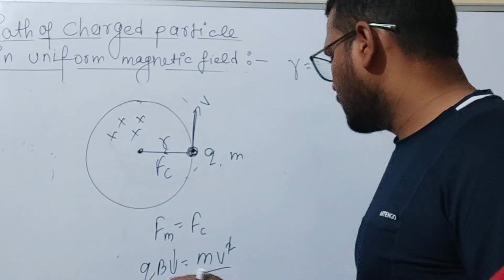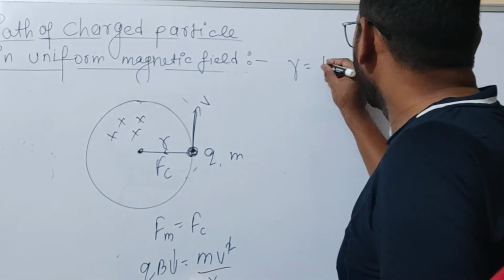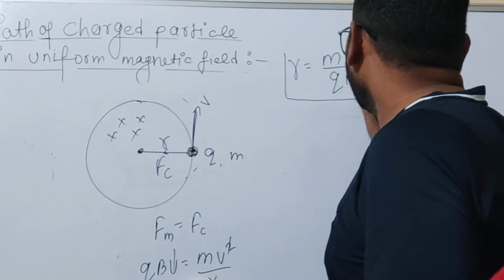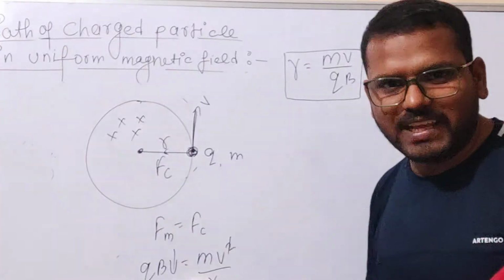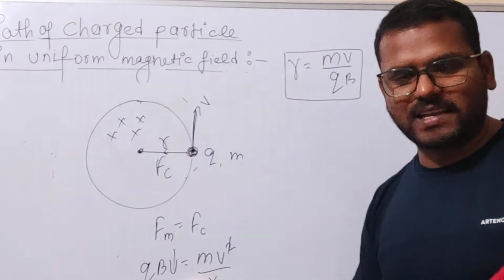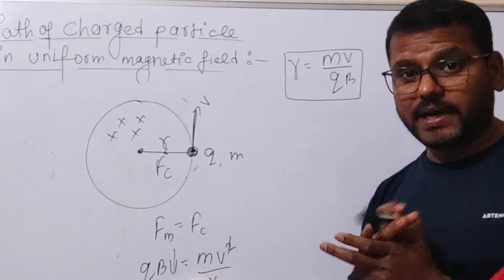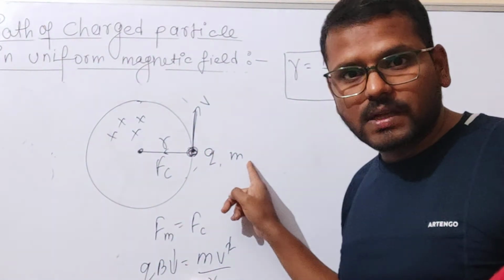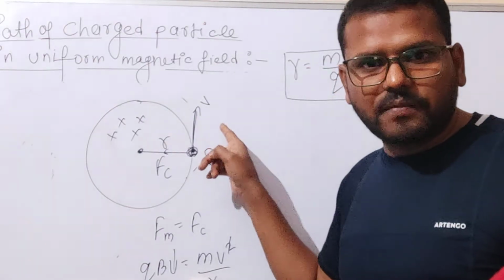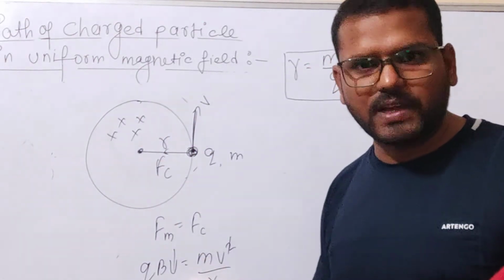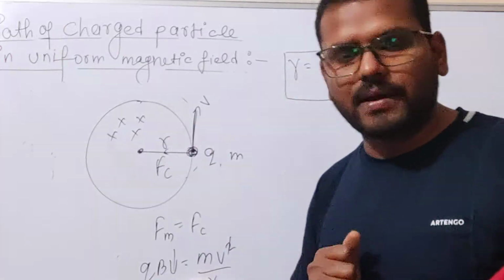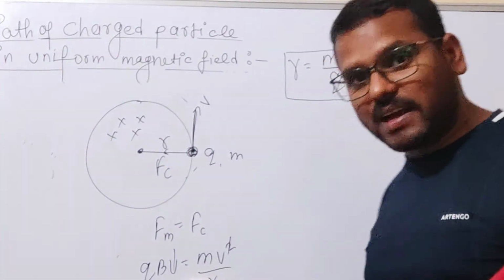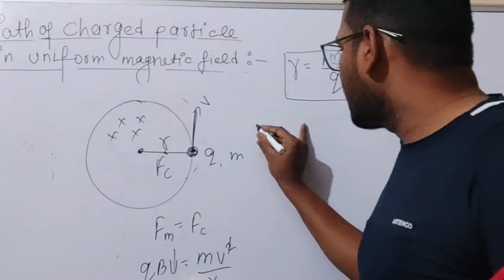Then r will be equal to mv by qB. This is the radius acquired by the charged particle in a uniform magnetic field. But as you know, a charge has mass and it is moving with some velocity, meaning it has momentum and it has kinetic energy. So how will we find the radius in terms of kinetic energy?